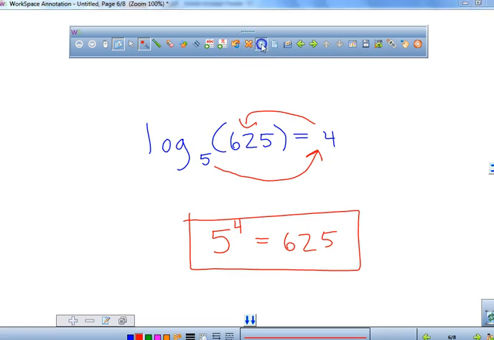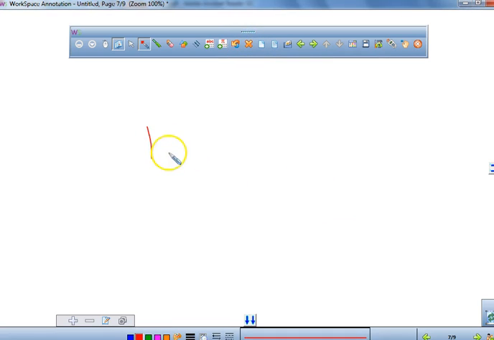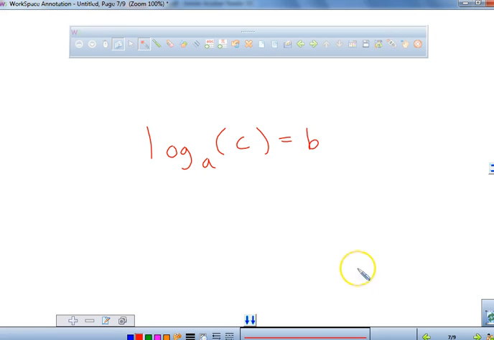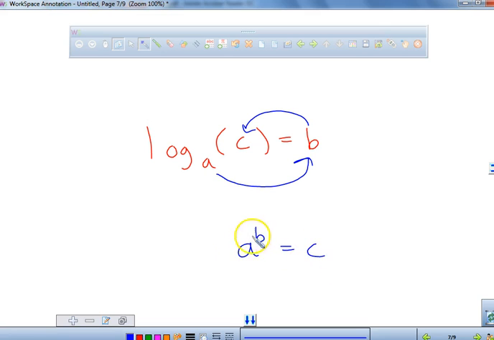Do one more, ready? Let's do one more. I'm going to put log base A of C equals B. Let's go around the world, everybody. Here we go. Where are we going to start? A. Where am I going to go to? B. Then where am I going to go to? All right. So what would this be in exponential form? There you go. It's easy as A, B, C.